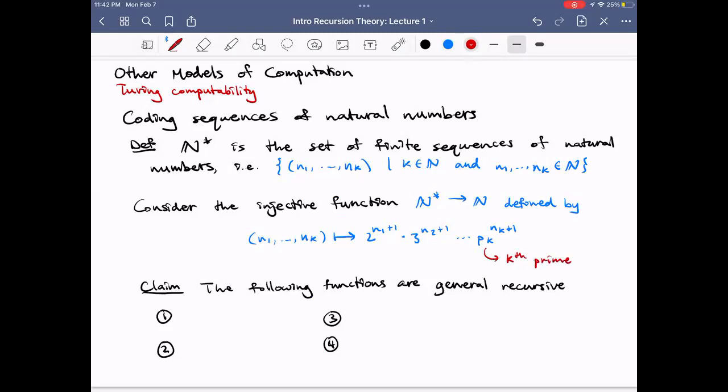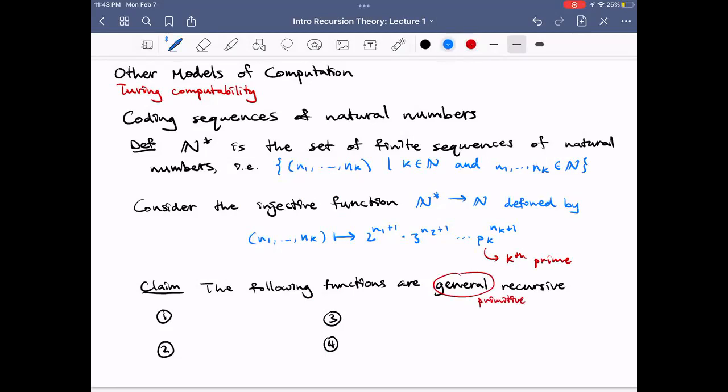So the idea is we encode the sequence of natural numbers as the exponents of the prime factorization of some number. And then you can check that the following functions are all general recursive. Actually, I haven't written them yet, but they're not even just general recursive, they're actually all primitive recursive.